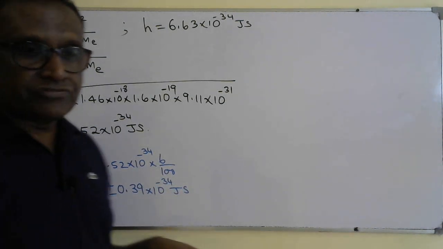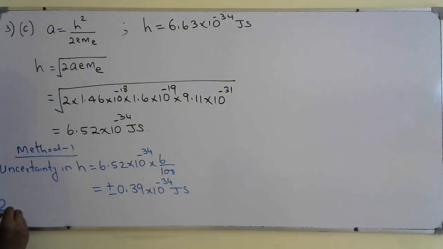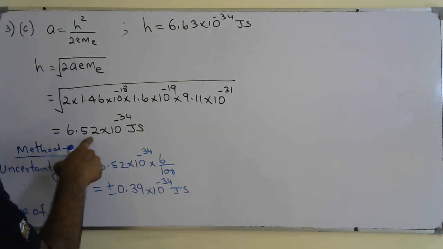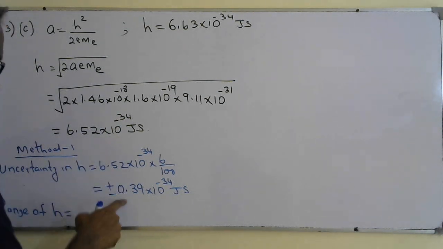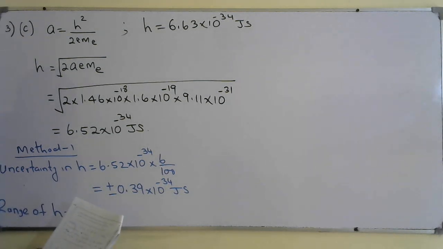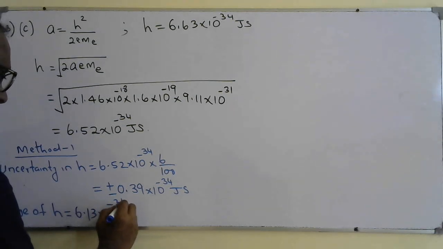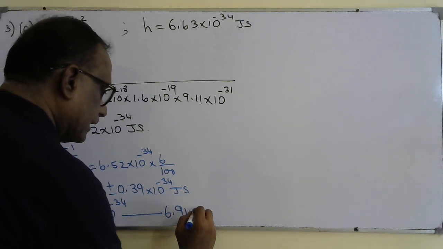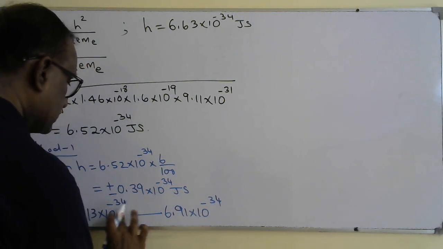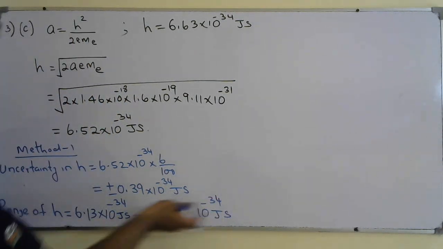Then find the range of your calculated value, that's the experimental value, the range of h. Range of h means 6.5 × 10 to the minus 34 plus or minus 0.39. If you find it, you will get the lowest value 6.13 × 10 to the power minus 34, up to 6.91 × 10 to the power minus 34 joule seconds. So this is the range of your experimental value.